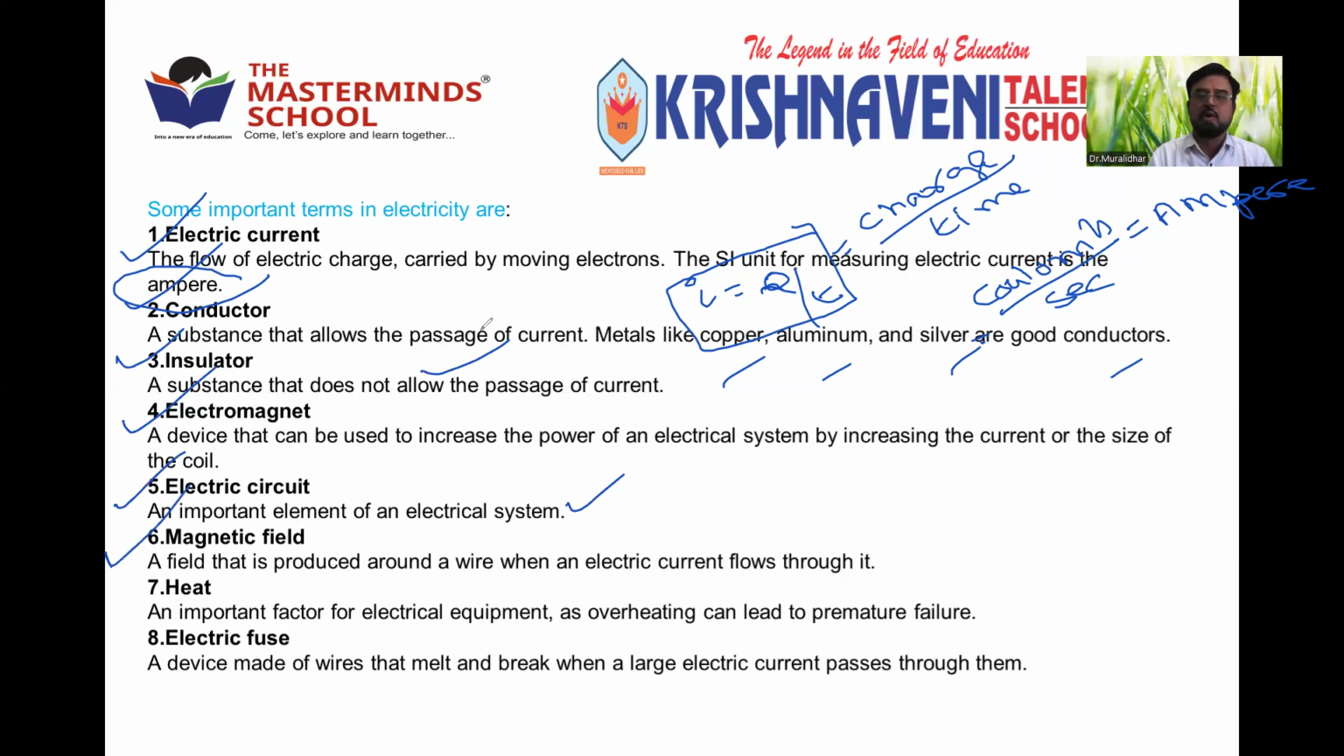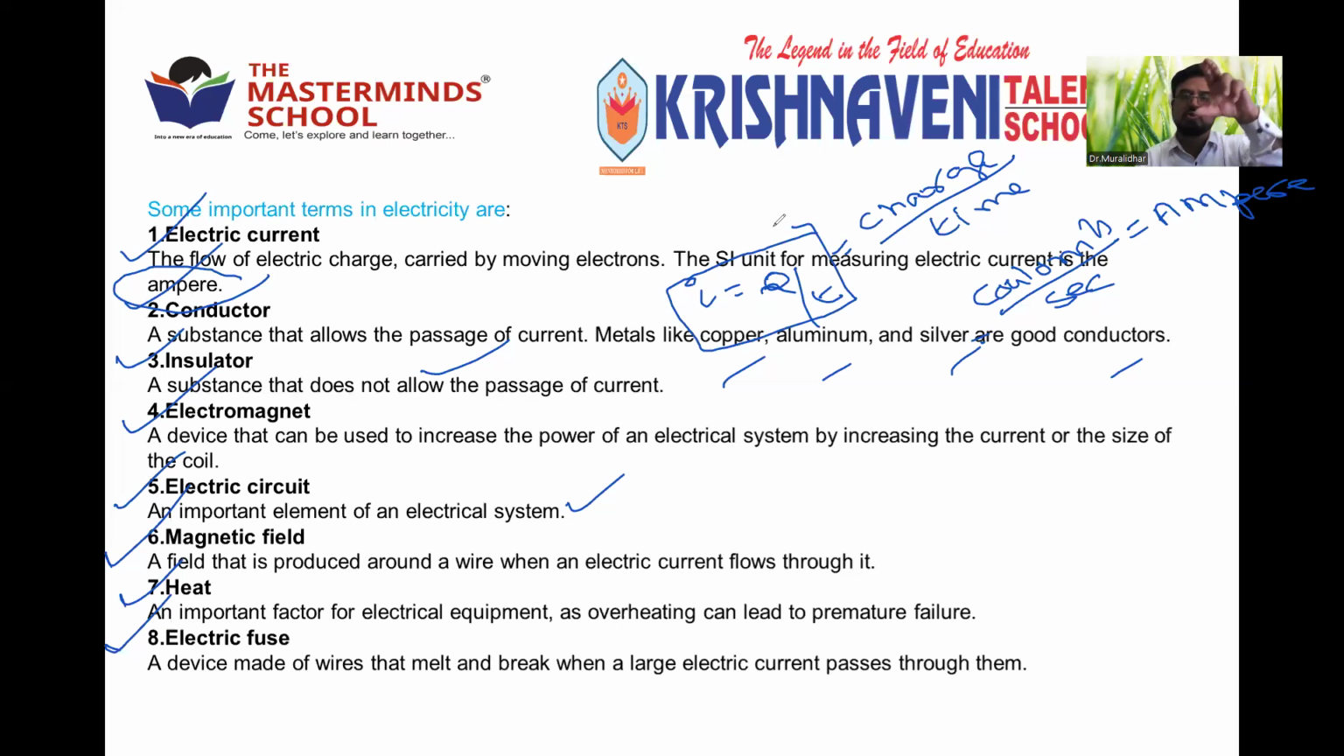Then magnetic field, you know, the effect of a magnet around it. Heat is also one of the important effects of electricity. For example, you take an iron box and switch it on. After some time, touch it, it becomes hot. That means electrical energy is converting into heat energy. Then a very important one is the electric fuse. You know the fuse? Everywhere you have a fuse. Even two-wheelers and four-wheelers have a fuse.